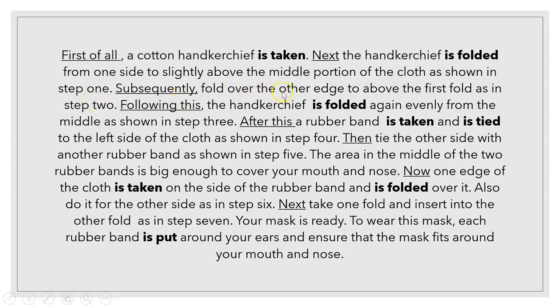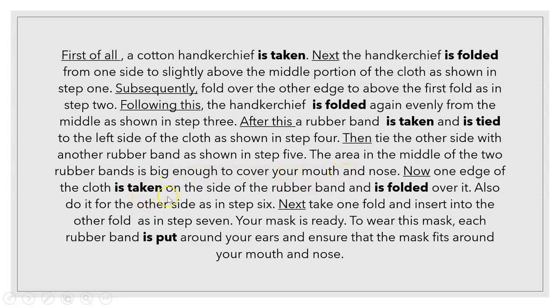Subsequently, fold over the other edge to above the fold as in step 2. Following this, the handkerchief is folded again evenly from the middle as shown in step 3. After this, a rubber band is taken and is tied to the left side of the cloth as shown in step 4. Then tie the other side with another rubber band as shown in step 5. The area in the middle of the two rubber bands is big enough to cover your mouth and nose.